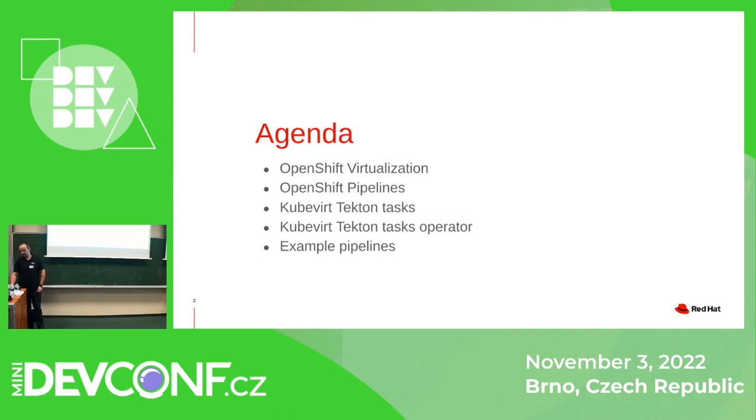So at first, we will talk a few sentences about OpenShift virtualization. What is it? What's it used for? Then a few sentences about OpenShift pipelines. Then the project kubevirt-tekton-tasks. Then kubevirt-tekton-tasks operator, and then some example pipelines, what you can do with our project.